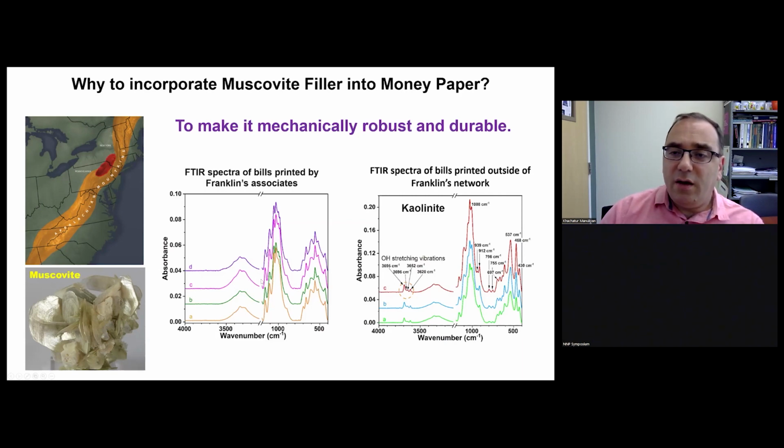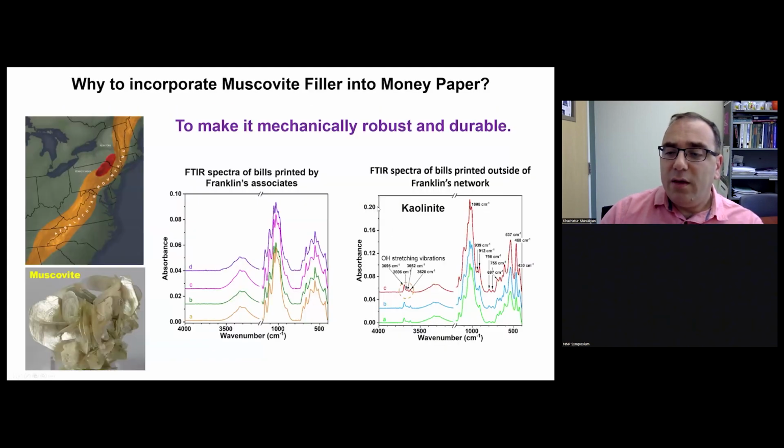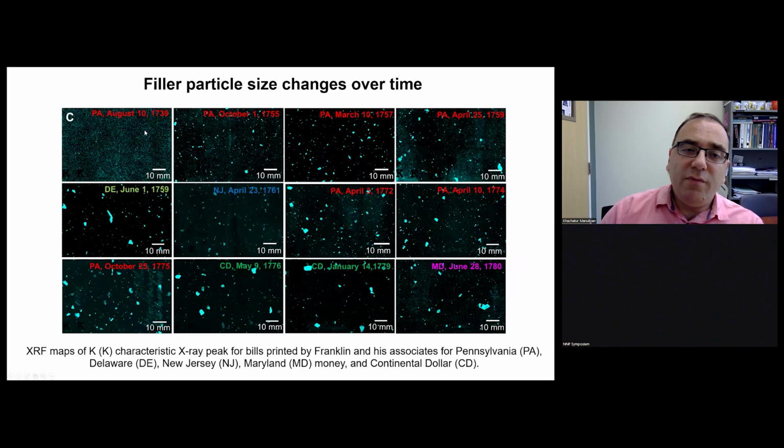But the second, I think soon after they realized that maybe these crystals could also be leveraged for finding counterfeit bills. So we imaged different bills from different times. So this is a Pennsylvania bill printed in this year. You could see that it's a uniform bill, nothing important. So this is the potassium distribution. Potassium is a part of this mica crystal.